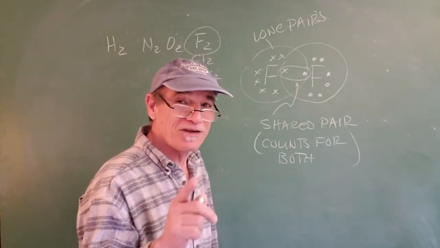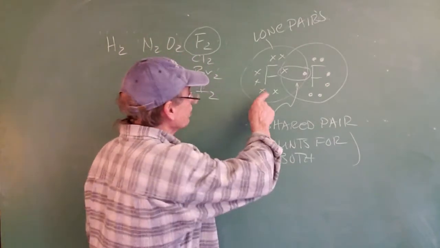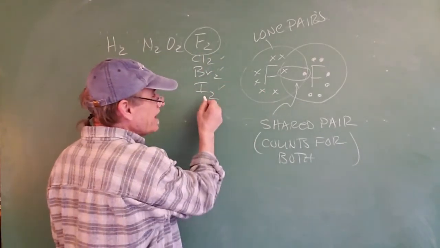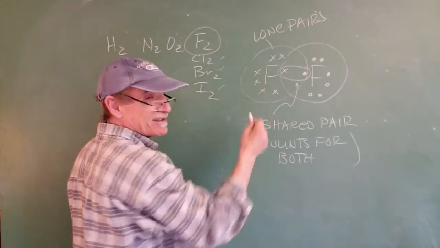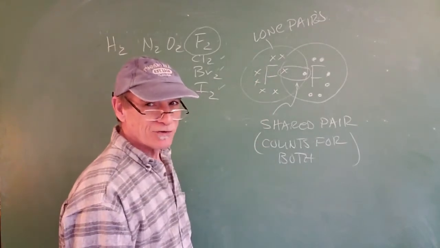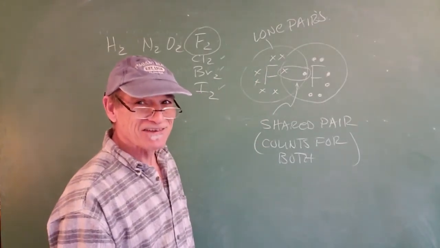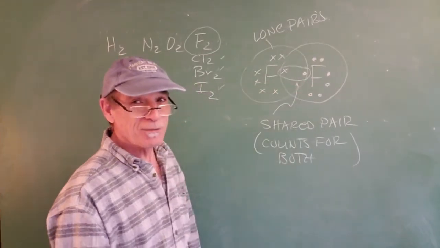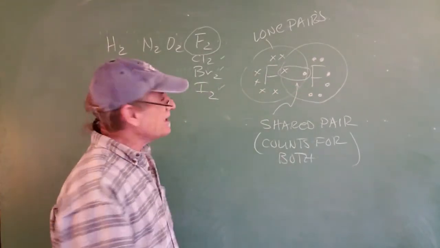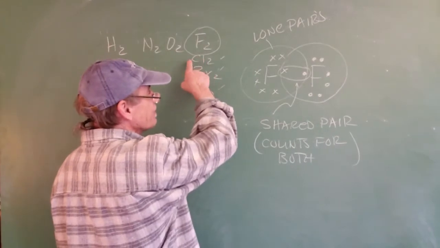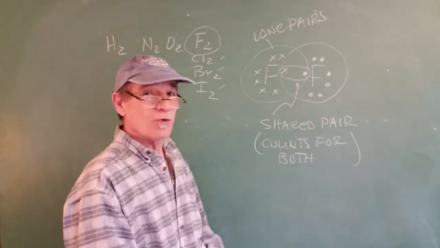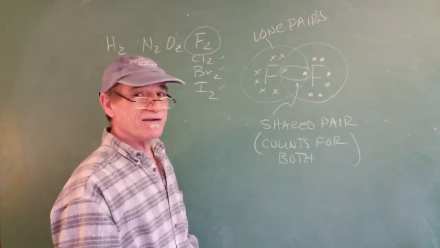Now, it's not surprising then that if we drew the same picture for chlorine or bromine or iodine, they have exactly the same number of dots because they're in the same group. So really the picture would be exactly the same, except the letter in the middle would change. So I'm not going to draw those. But in each case, they have 7 valence electrons each, and they will share one pair between the two of them in order for them to think that they have their 8.